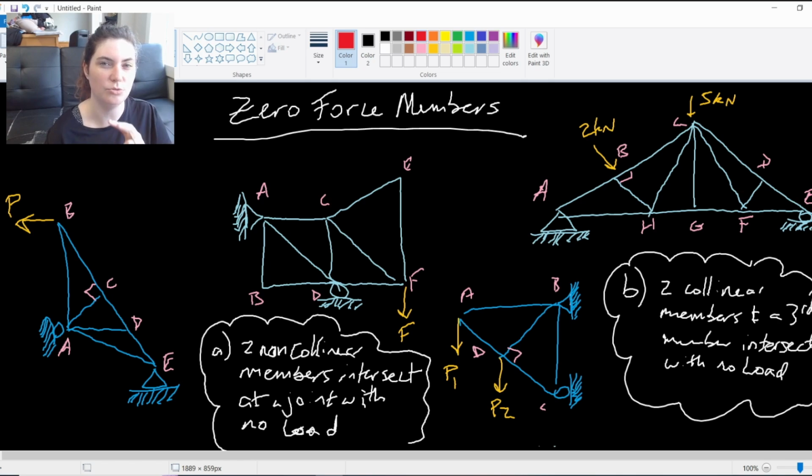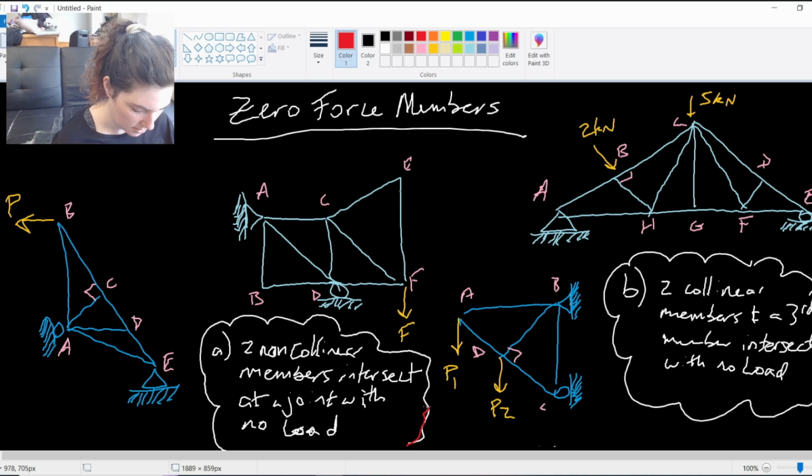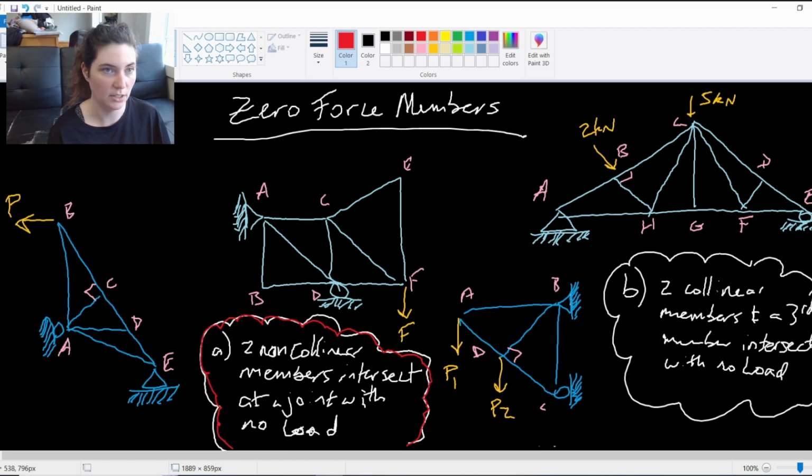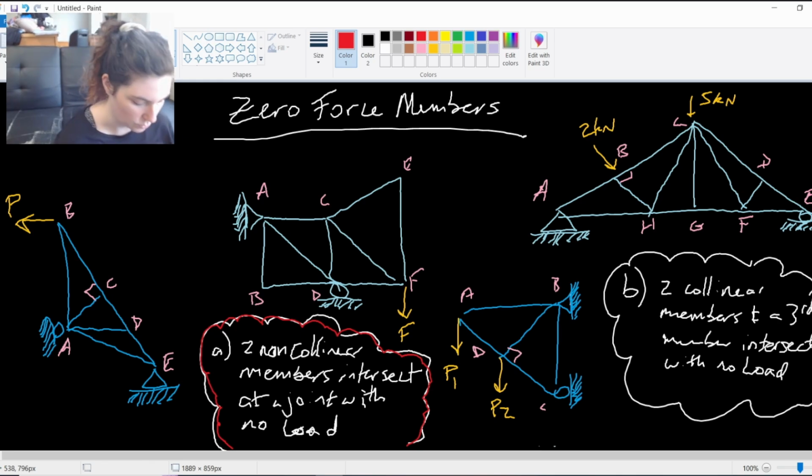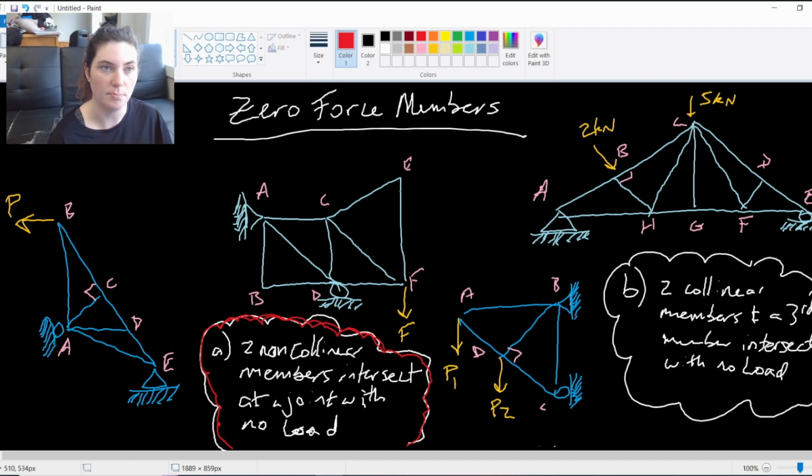These are the two general conditions that will lead to a zero force member. Condition A here is this idea that two non-collinear members, so two members that don't fall on the same line, intersect at a joint with no load. So two members coming together and a load is applied to neither of them. An example of this would be this truss that's right above my point A here. Truss members AB and BD intersect and no load is being applied to either member.